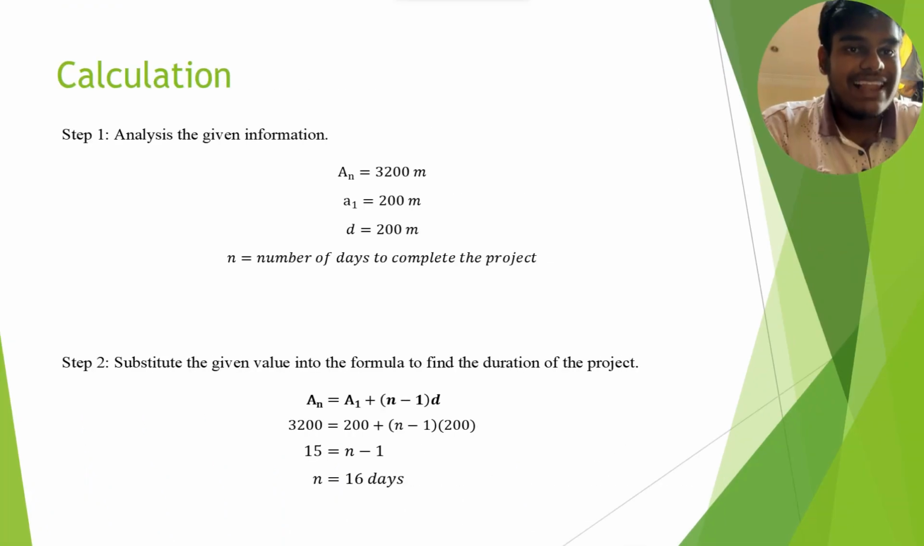Step 1, we should analyze the values given in the question. As we know, the nth term is 3200 meters, the initial value is 200 meters and the difference is 200 meters. Now substitute the values into the formula, then we will get N, which is the number of days to complete this work, which is 16 days.